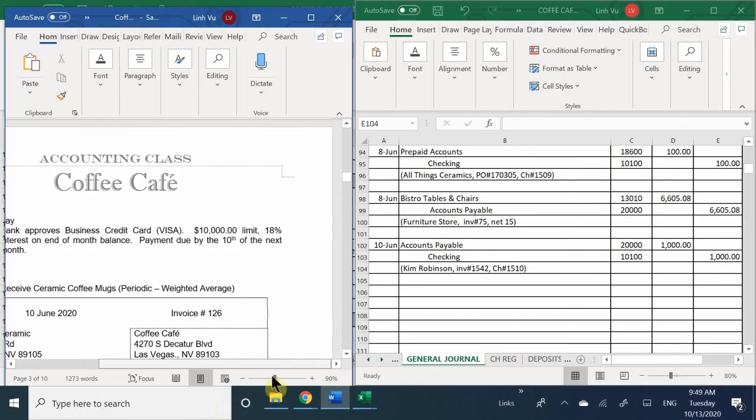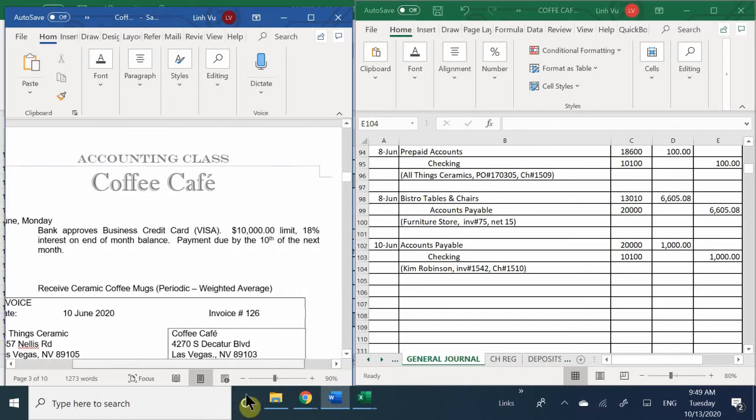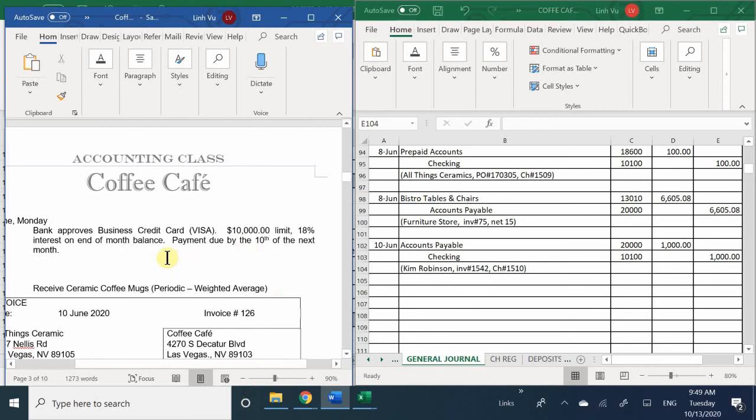So, what do we do with this transaction here? Nothing. But we can keep, Adina said nothing. All right. We can keep in the ledger that a credit card.